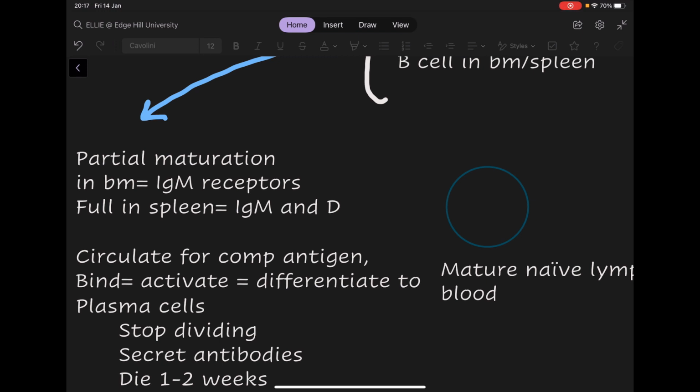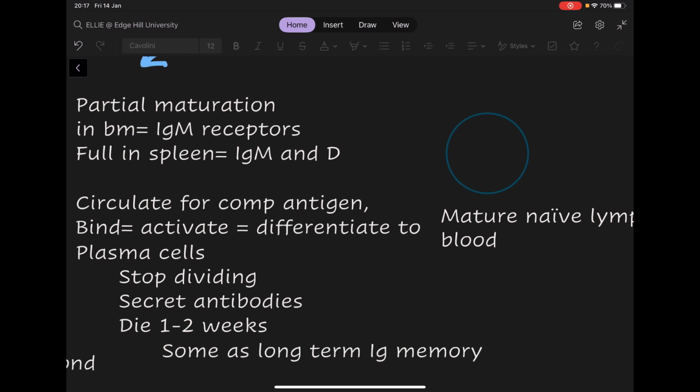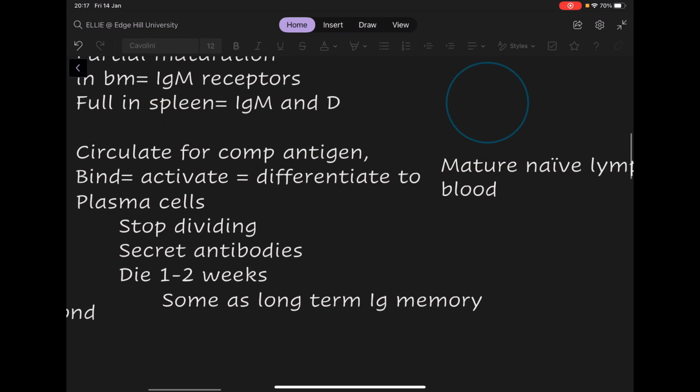As soon as it finds one, it binds, gets activated and differentiates into plasma cells. Upon this differentiation, it stops dividing and starts secreting soluble antibodies. They're no longer bound to the membrane, they can float about in the serum. These cells can then die within 1 to 2 weeks, but some are saved as immunological memory cells, so they provide long-term memory. That means if you get another infection, it can remake the same antibodies.